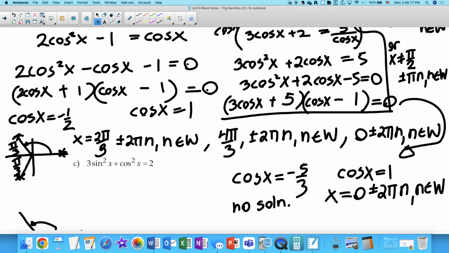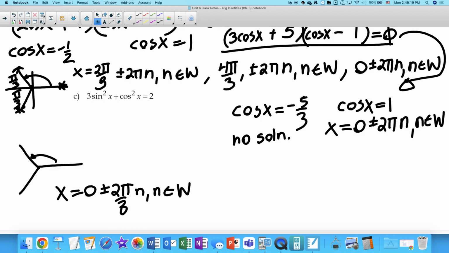If you look at y equals cosine x, right? The amplitude is 1, so it goes between 1 and -1, right? -5/3 is not within the range of y equals cosine x. Yeah.